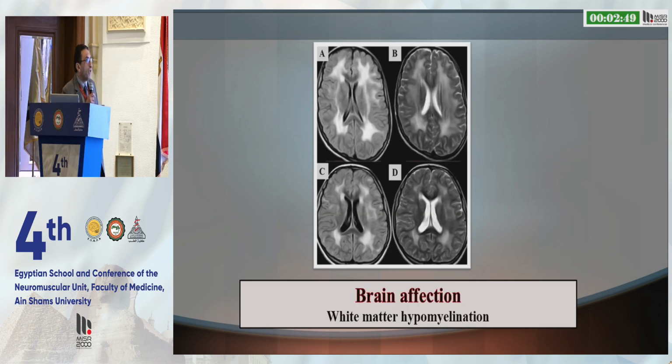If we do MRI brain, both T2 weighted images and STIR, in most of the cases of merosin deficient muscular dystrophy, there is characteristic periventricular hypomyelination, but usually no mental retardation, and seizures are present only in few cases.